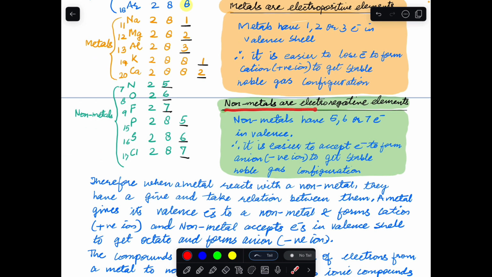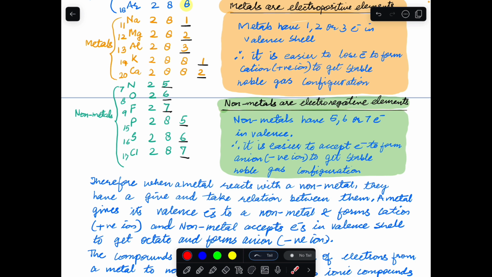Non-metals are electronegative. Why? Because in case of non-metals, we have 5, 6 or 7 electrons in the valence shell. Have a look here. In case of nitrogen, we have 5, oxygen 6, fluorine 7, phosphorus 5, sulfur 6 and chlorine 7. So non-metals have a large number of electrons. Therefore, it is not easy to lose 5, 6 or 7 electrons. It is easy to take 1, 2 or 3 electrons to get octet condition, or 8 electrons. So it is easier to accept electron to form anion. Anion means negatively charged ion, to get stable noble gas configuration. Therefore we say non-metals are electronegative elements.